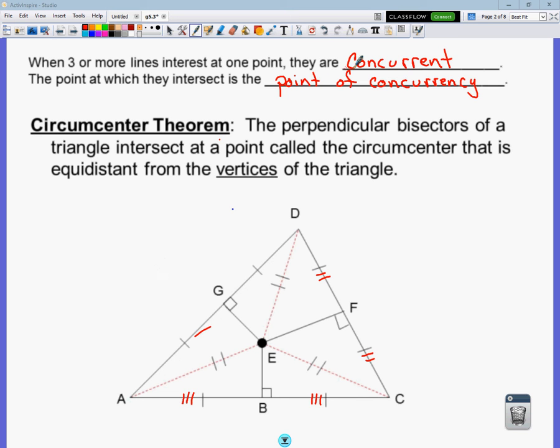Okay. So 3 or more lines that intersect, they're concurrent. The point at which they intersect is the point of concurrency. We're going to take a look at this picture.